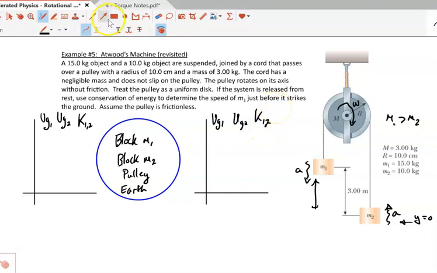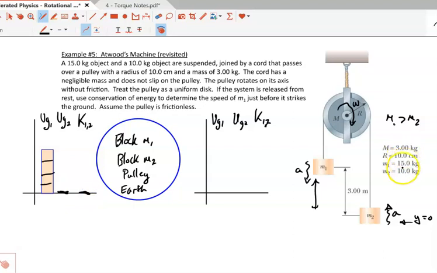If we look at it, the gravitational potential energy of number two is basically nothing. It starts at the lowest position, but number one starts at some potential energy, like here, let's say. We're going to divide this up into four blocks or something. And the kinetic energy of both of them is zero, since they're not moving initially.